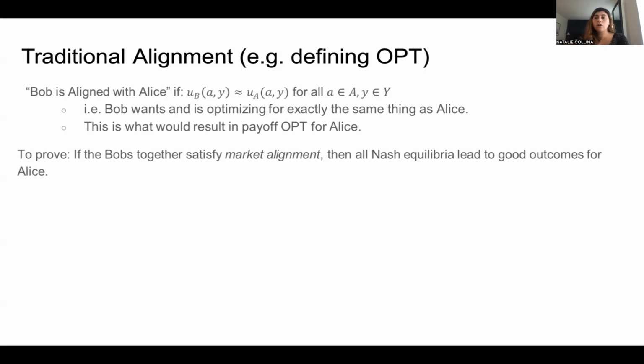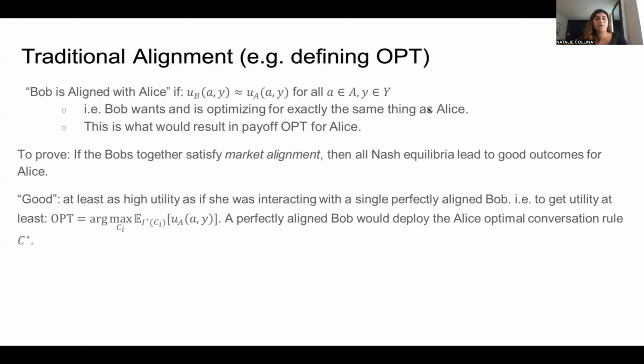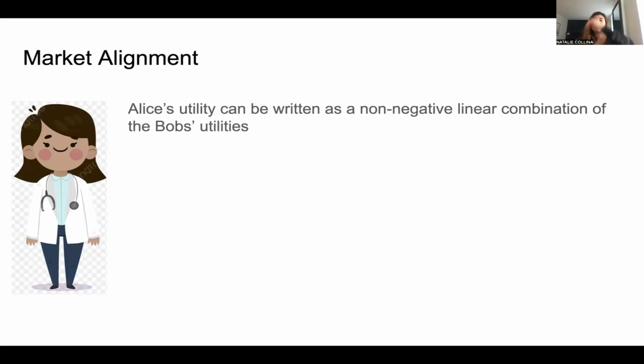So our work says you don't need that. Instead, all you need is this weaker notion called market alignment. And if you have this, then all Nash equilibria of this game I've just described are going to lead to good outcomes for Alice. And what is a good outcome? A good outcome is that she gets at least opt, this thing I just defined.